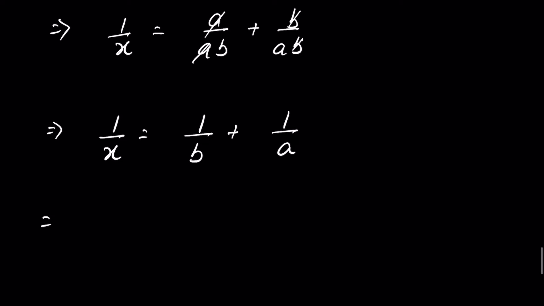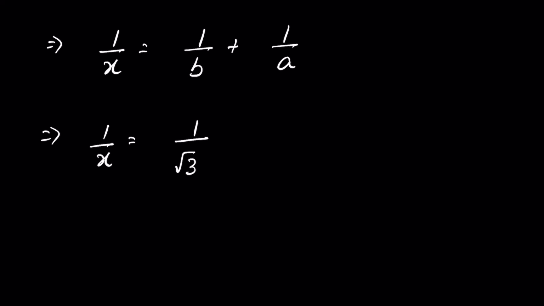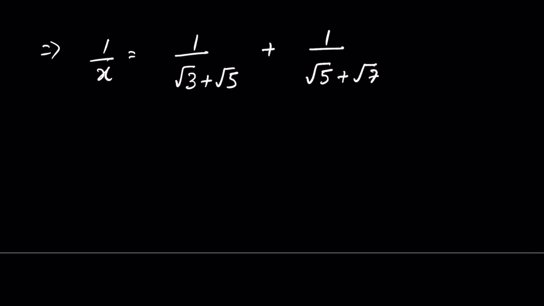Now the value of b we can put here. So 1 upon x is equal to 1 upon b, which is square root of 3 plus square root of 5, plus 1 upon a, which is square root of 5 plus square root of 7. Now we can rationalize the denominator. To rationalize the denominator, we multiply and divide it by the conjugate of the denominator. Conjugate of a number x plus y is x minus y.